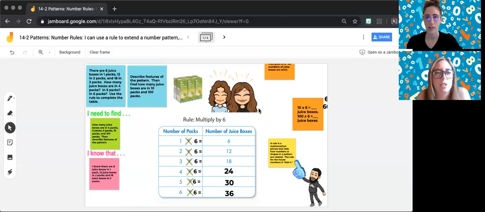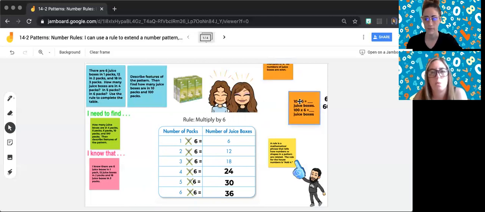So now we need to determine how many juice boxes are in 10 packs and how many juice boxes are in 100 packs. So we have to use the same rule as we did before. So if there are 10 packs of juice and we multiply it by 6, there should be 60 juice boxes. Perfect. What about 100? 100 packs, we multiply that by 6, that's going to give us 600 juice boxes.